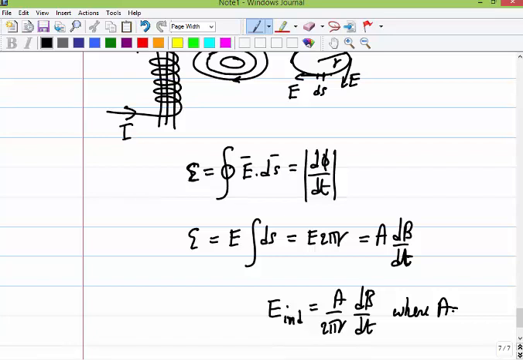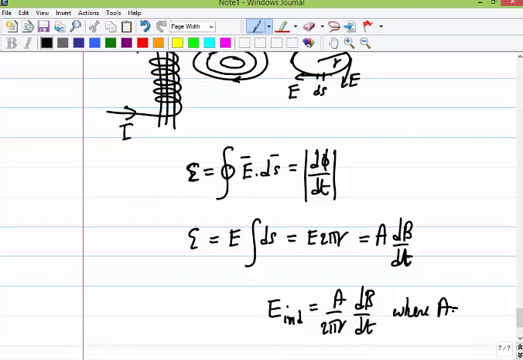So the generator consists of a coil of wire in a uniform magnetic field. We can say that the coil is rotated by mechanical means in the magnetic field. And we can say that the changing flux induces an EMF and a current. So we can use our knowledge of Faraday's laws to determine what that induced EMF would be. So we're going to find the induced EMF and induced current.